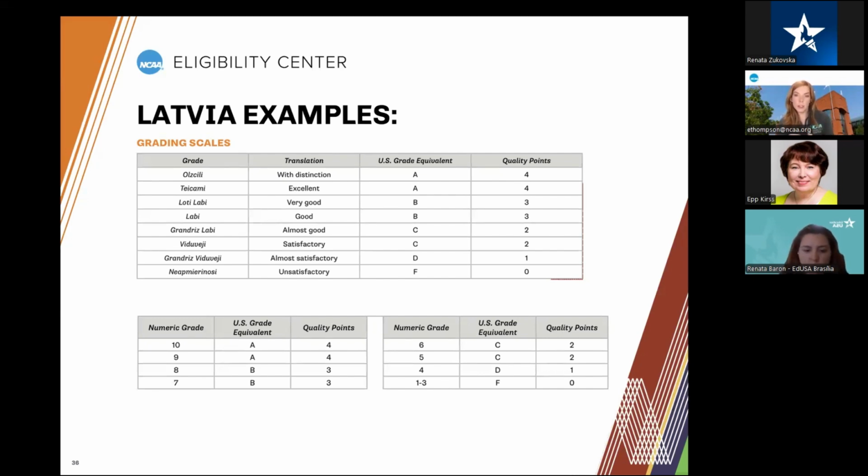Because if you only had 6s or 5s, that would mean you would have a 2.0 GPA, which would mean you would not have that 2.3 that is required. And we don't round, so it's very important that you try to get higher than that 2.3 to be eligible. You can see the same for what we call word descriptor grading scales. So you see the words listed on the left there, what the translation is, and then what the US grade equivalent is in order to get you to those quality point conversions.